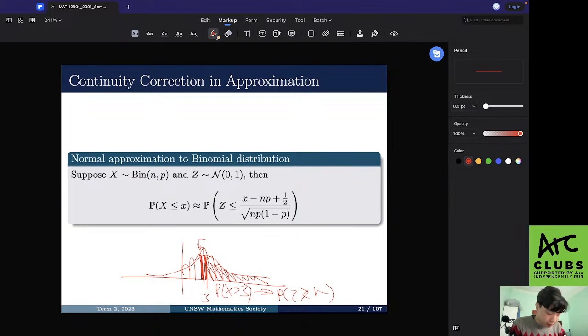In this case, we have a normal distribution and a couple columns. If we want to find, for example, if this is 2 and the area under this curve, we actually add a half so that we can make sure that we're including this chunk of probability from this column.